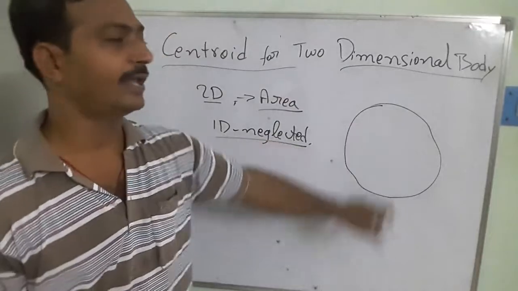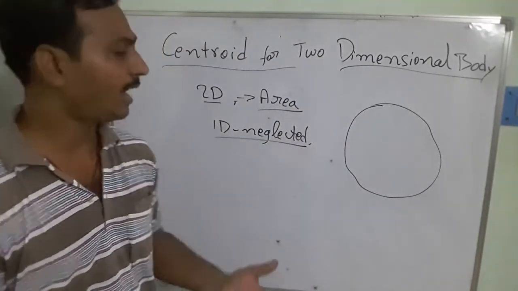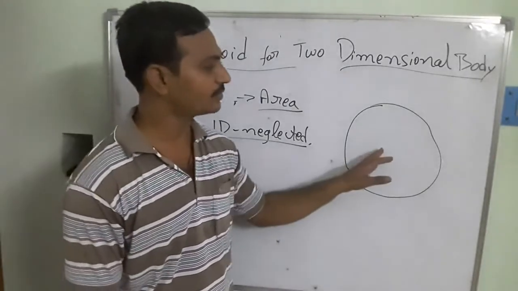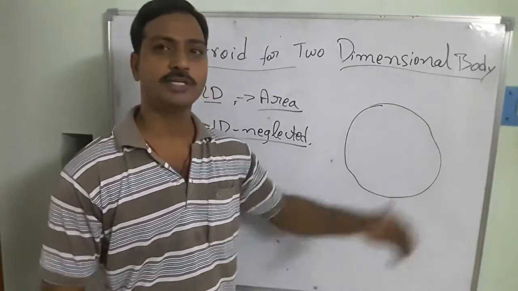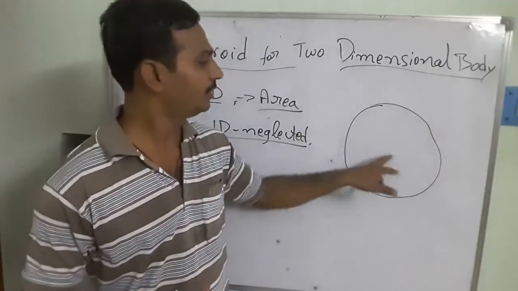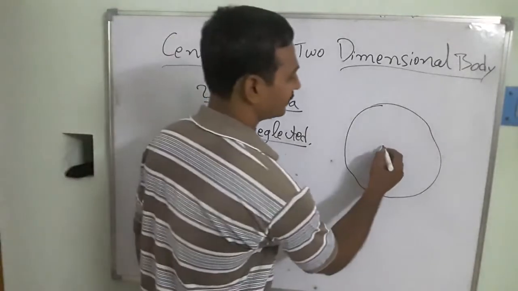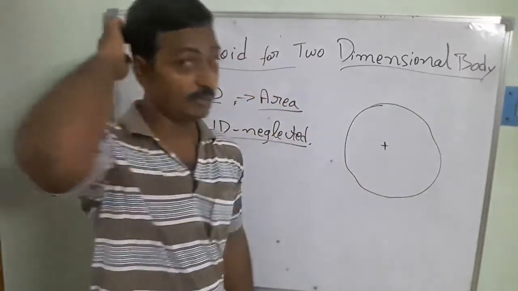Now, to make it easier to understand, I have taken an irregular object over here. This object exists as an area. In one-dimensional, it would be one line, but here there is an area. So I need to find out where the centroid is going to be. Suppose it is at this point.